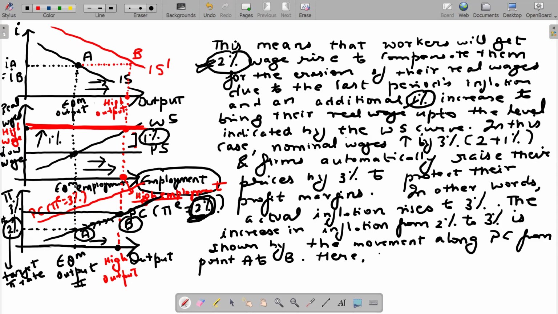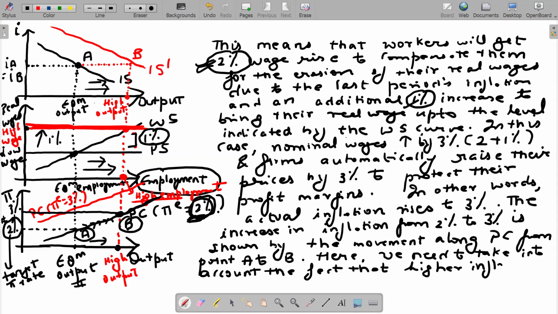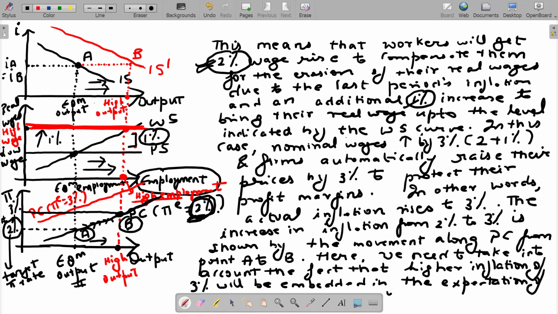we need to take into account the fact that higher inflation of 3% will be embedded in the expectation of the wage setters.